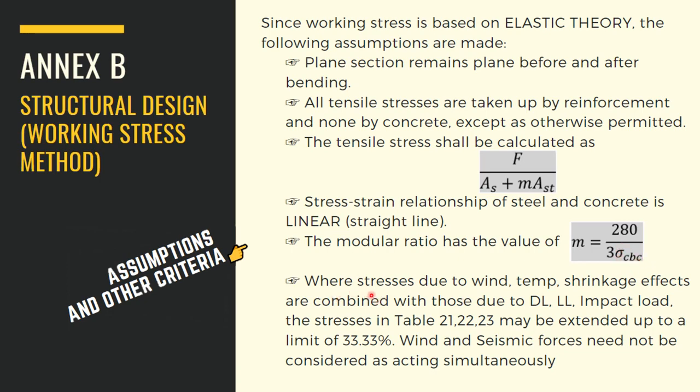Where stresses due to wind, temperature, and shrinkage effects are combined with those due to dead load, live load or imposed load, and impact load, the stresses in Tables 21, 22, 23 of IS 456 may be extended up to a limit of 33 1/3 percent. That is, we can increase those values by 33 1/3 percent. Wind and seismic forces need not be considered as acting simultaneously, as we have already seen.